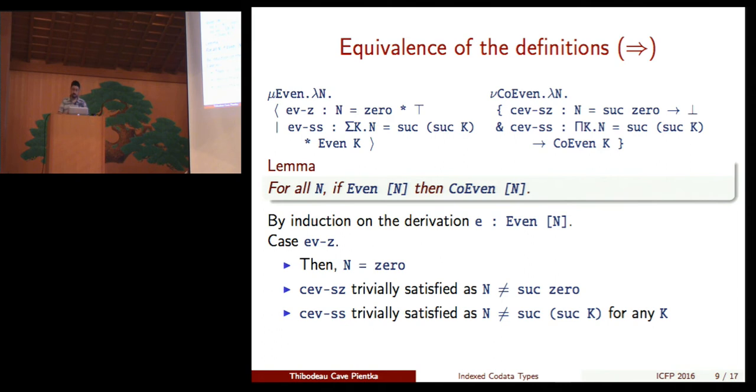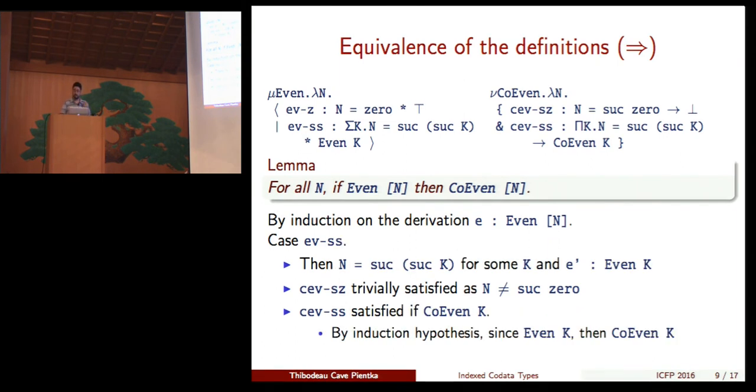In the case EV of 0, we learn that n is equal to 0. And then, like I said before, both observations are trivially satisfied, because we don't have that n is equal to successor of 0, or n is equal to successor of k for any k. So we're done for that case. In the other case, we have that n is equal to the successor of k for some k, and we have some derivation that k is even. Then, again, we trivially satisfy CV as z. In the other case, we'll satisfy it only if we're able to prove co-even of k. To do that, we simply make a call to the induction hypothesis: even of k is smaller than even of n, and then we get co-even of k.